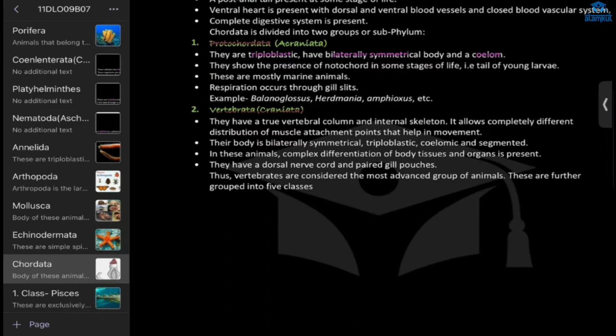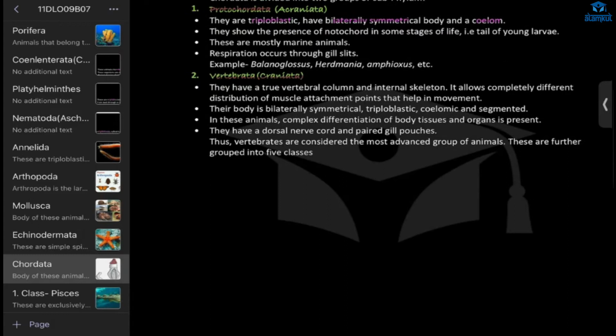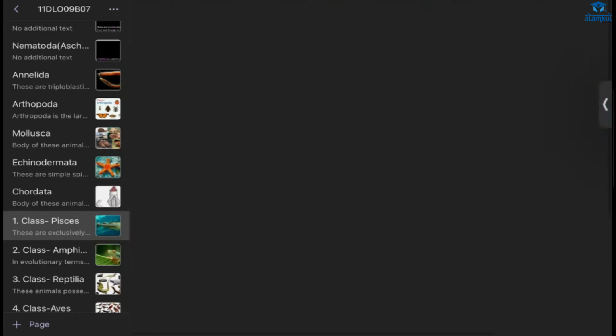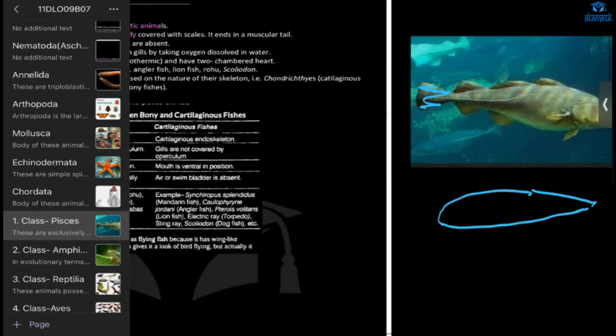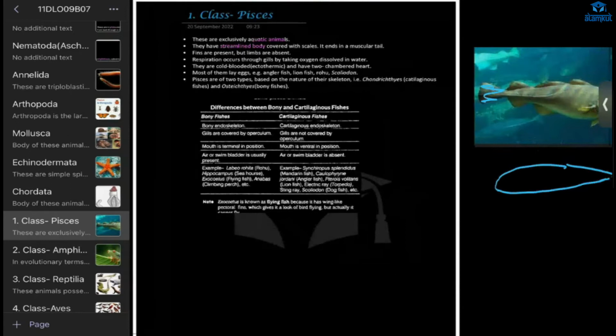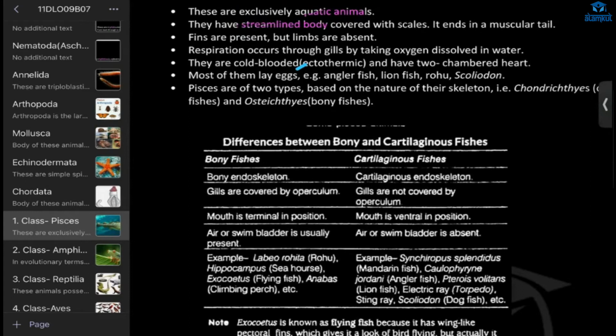And inside this vertebrata, right? They are different categories, different classes, which we are going to learn. First one is Pisces. Here, these are what? Fishes. They are aquatic animals. They have a streamlined body, okay? Like this. And they have scales, and they also have a muscular tail. Then fins are present, but limbs are absent. Fins will be present. And how do they do their respiration? By gills.